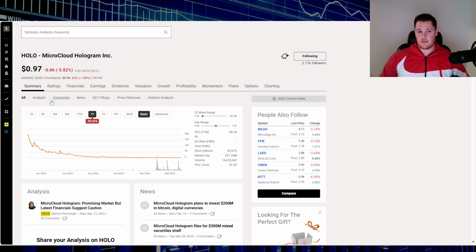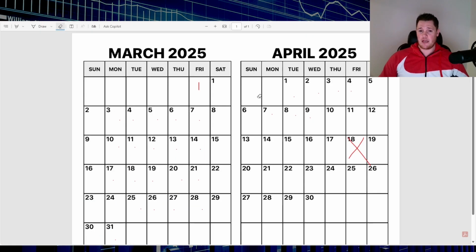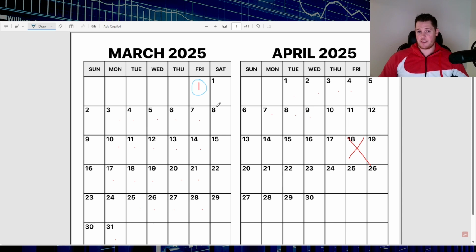So starting off, like I said, it did close on Friday, February the 28th, below $1. So this is essentially starting the clock. You can kind of see I have a nice little calendar here. It shows March, April. Right here is day number 1, so that is February the 28th.